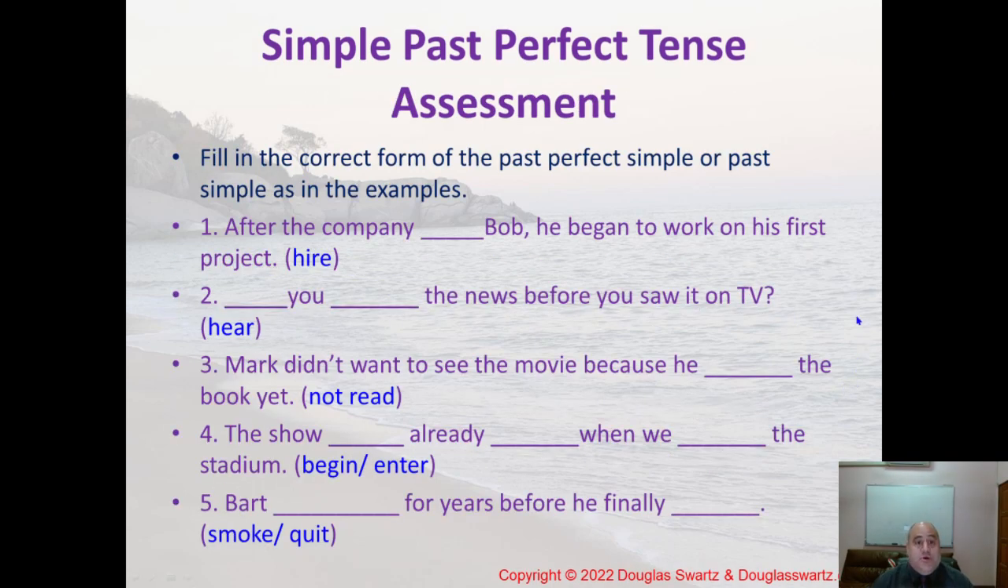Okay, here is our simple past perfect tense assessment. Fill in the correct form of the past perfect simple or past simple as in the examples. So I'll read the sentences, then you can pause the video and select your answers. Number 1, after the company, Bob, he began to work on his first project. And the verb is hire.